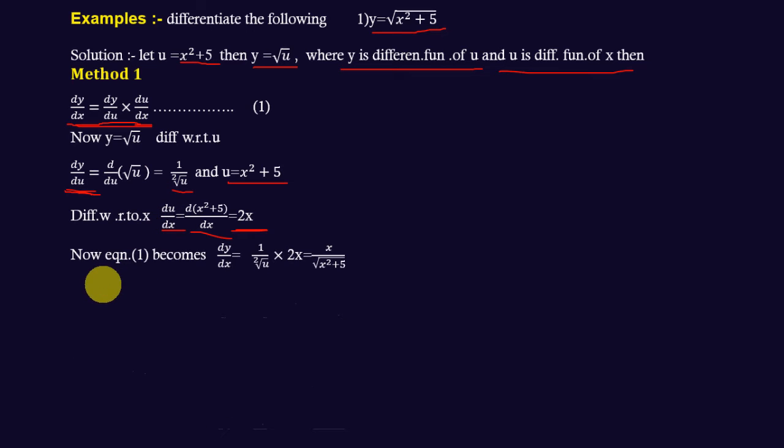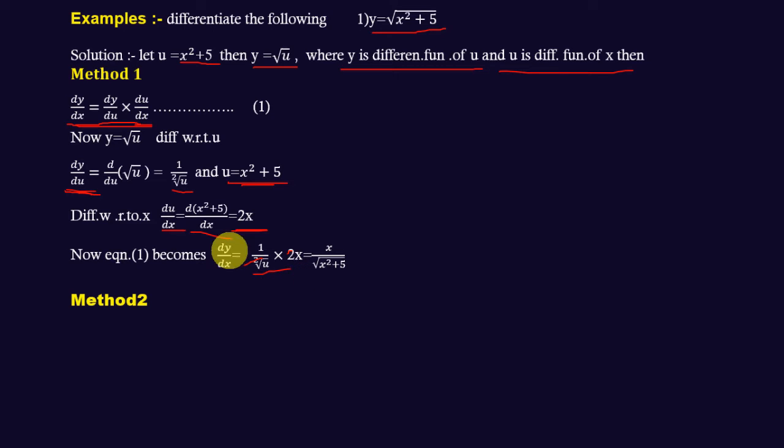Substituting, equation 1 becomes 1 upon 2 root u into 2x. Here the 2 and 2 get cancelled, the remainder is 1 upon root u into x, and u is x square plus 5. Substituting this value, we get x divided by square root of x square plus 5 as the value of dy by dx. This is by using method 1.